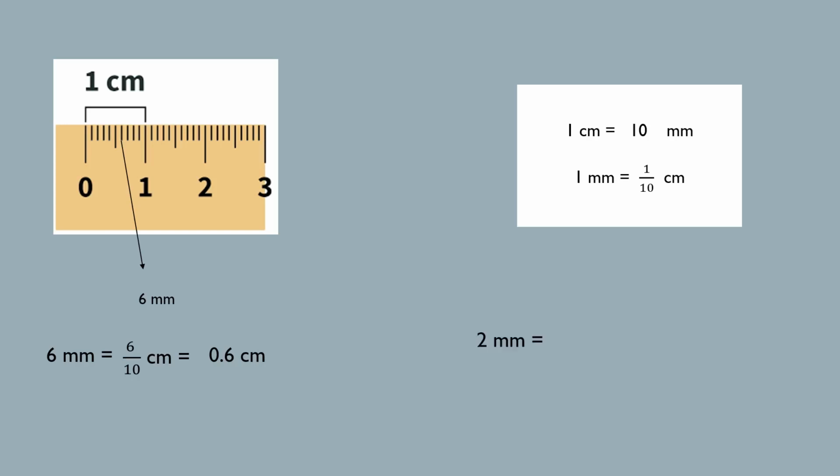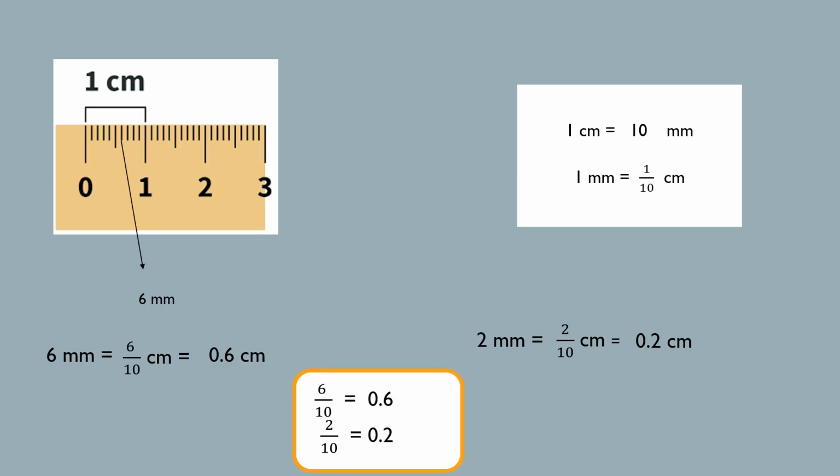Now, can you tell me how to represent 2 millimeter in centimeter? Yes, same as before. The first step is 2 by 10 centimeter and it indicates 0.2 centimeter. So now we have seen that 6 by 10 can be represented as 0.6 and vice versa. Similarly, 2 by 10 can be represented as 0.2 and vice versa.